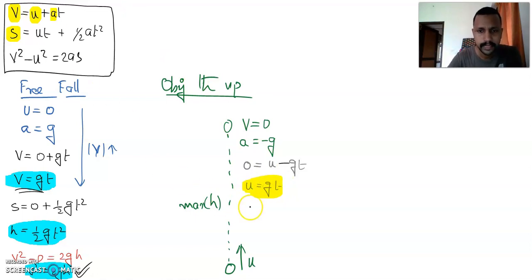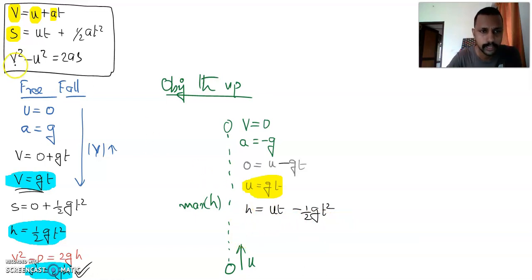Then the second equation of motion, actually it is s is equal to ut plus half at square. We could write h is equal to ut minus half gt square. This is how we could write the second equation. There is no term which could be equated to 0. Therefore, we will have to retain it as such.